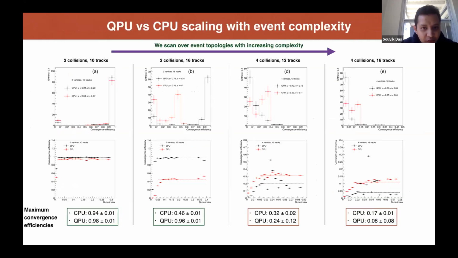Then we tried various different event topologies: 2 collisions with 10 tracks, 2 collisions with 16 tracks, 4 collisions with 12 tracks, and 4 collisions with 16 tracks.